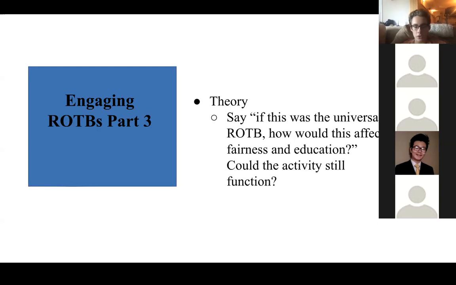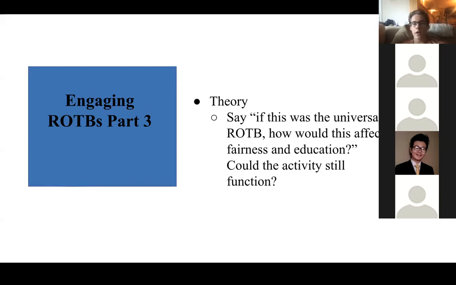So part 3, you can engage roll of the ballot with theory. This is one of my personal favorite ways to engage roll of the ballot, in addition to commodification. And this is a major logical fallacy that I think a lot of critiques suffer from. So what you want to say is, in response to their roll of the ballot, let's say the roll of the ballot is whoever best questions Orientalism should win the debate.